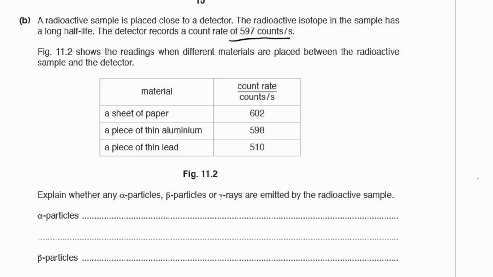So let's deal with this bit first. The detector records a count rate of 597, and then other materials are placed between them. If it's emitting alpha particles, then they'll be stopped by a sheet of paper. If it's emitting beta particles, they'd be stopped by thin aluminium. And the 597 is pretty close to 602, and it's pretty close to 598. So it looks like there's no change. So no alpha particles are being emitted. Why? Because the count rate is unchanged within the experimental accuracy.